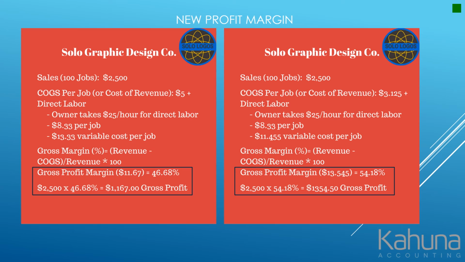It means we take home a gross profit of $1,354.50 instead of $1,167.